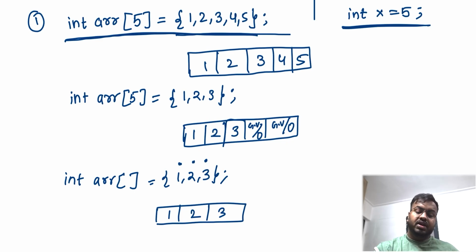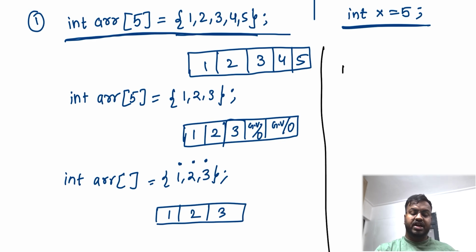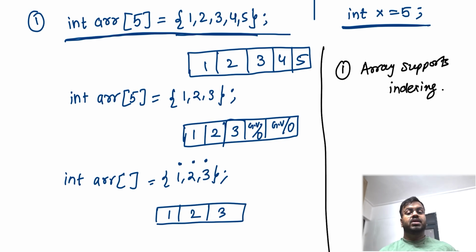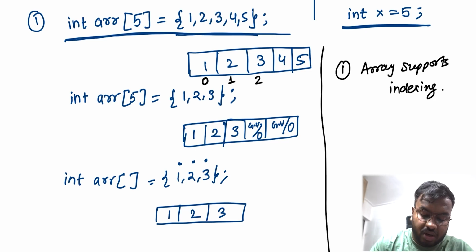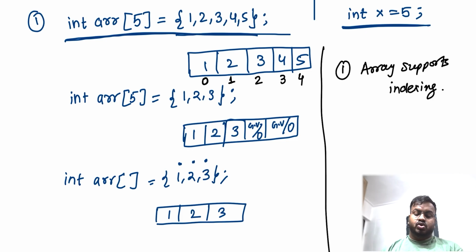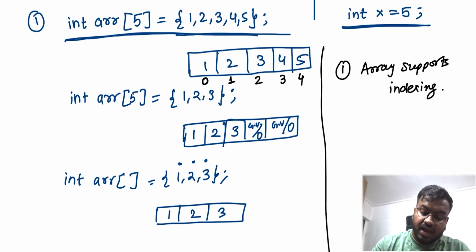Now, one thing which arrays support is indexing. Arrays provide support for indexing. Indexes are nothing but the numbers given to the columns of this particular array. For example, in this case, the first column has been assigned the number 0, the second column the number 1, the third column the number 2, the fourth column the number 3, and the fifth column the number 4. So an array supports indexing, and indexing always starts from 0.